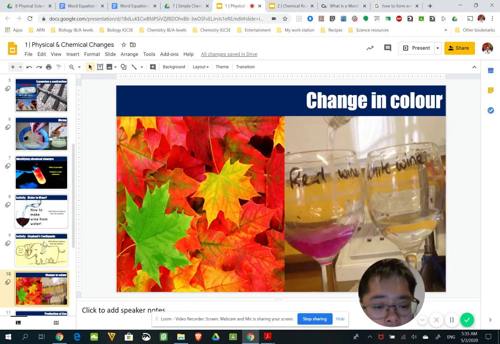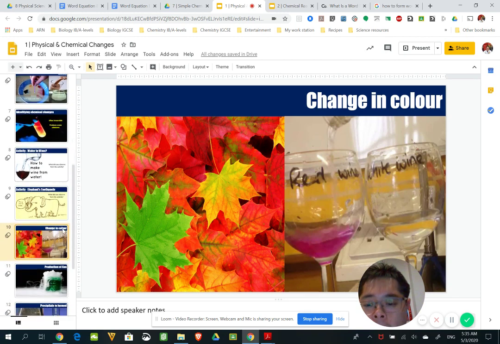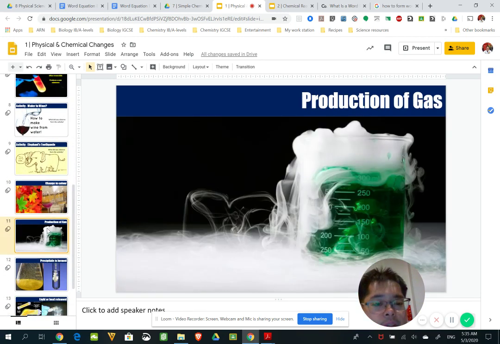One of the components of a chemical change is the change in color. As you can see over here, the leaves change color. That's a chemical reaction. You can see red wine and white wine. These are chemical reactions if they react with one another, because a new product has been formed. Another thing that you can see is the production of gases, like the formation of hydrogen gas, carbon dioxide gas, and oxygen gas, which we will do in the later part.